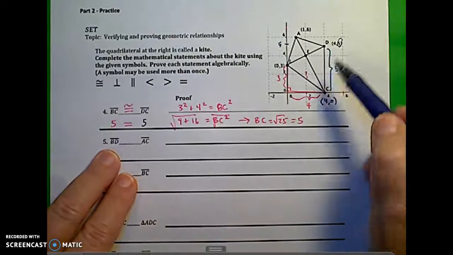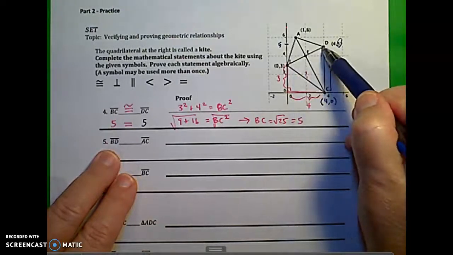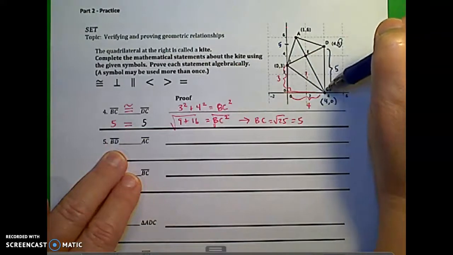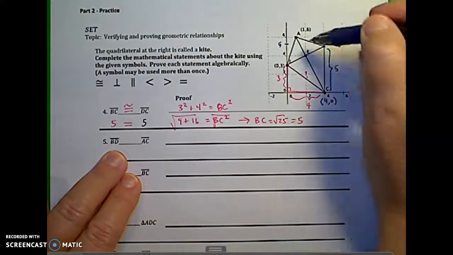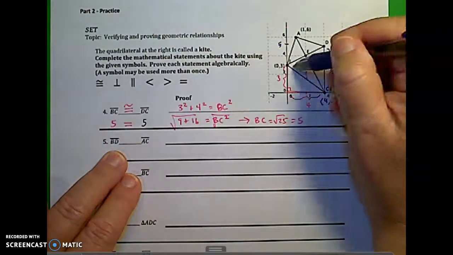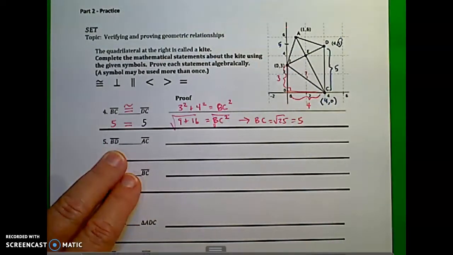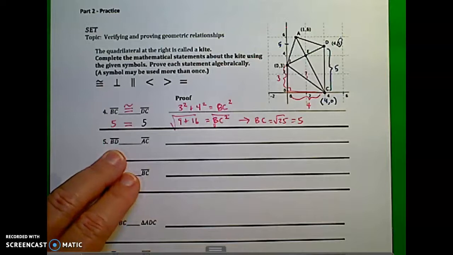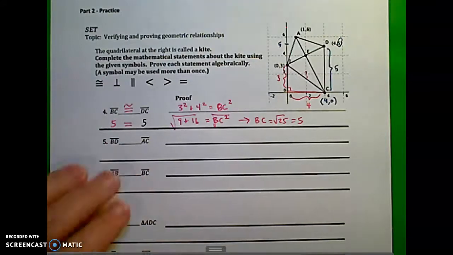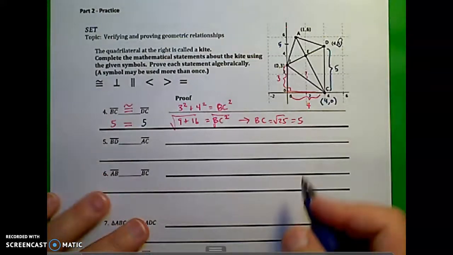Alright, here's our next one. BD, which is the length all the way across here, and we're going to compare that to the length AC. These are the two diagonals, so we have two diagonals of a kite, and we should not expect these two things to be equal. If they were equal, then maybe we would have a shape that was not a kite, it would have to be a rectangle or something like that. Anyway, so let's look at these lengths.